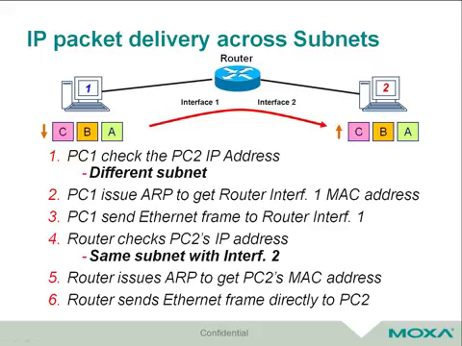Then the router will take its turn. It will extract the IP packet from the Ethernet frame, check the destination IP address, and look for the information about the destination network in its routing table. For this example, the router should make a routing decision to interface 2, as it is directly connected to the subnet of PC2. Interface 2 will use the ARP mechanism to check the MAC address of PC2, then encapsulate the IP packet into a new Ethernet frame, and deliver it to the destination.